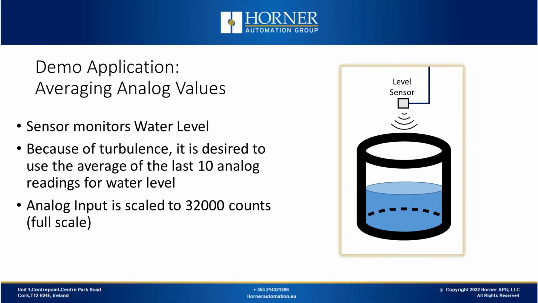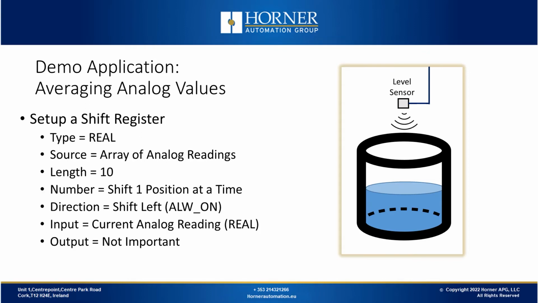Now let's look at another potential application for a shift register. This time we have a level sensor type application where we want to average a series of analog readings to get a better reading to work with from a control standpoint. Let's say we have a sensor that's monitoring the water level in a tank, and because of turbulence or waves or something like that, we want to take the average of the last 10 analog readings to get a result that we're happy with. For this, we can create a shift register with the last 10 analog input values from our sensor. Since we're doing some averaging, we'll use real type variables.